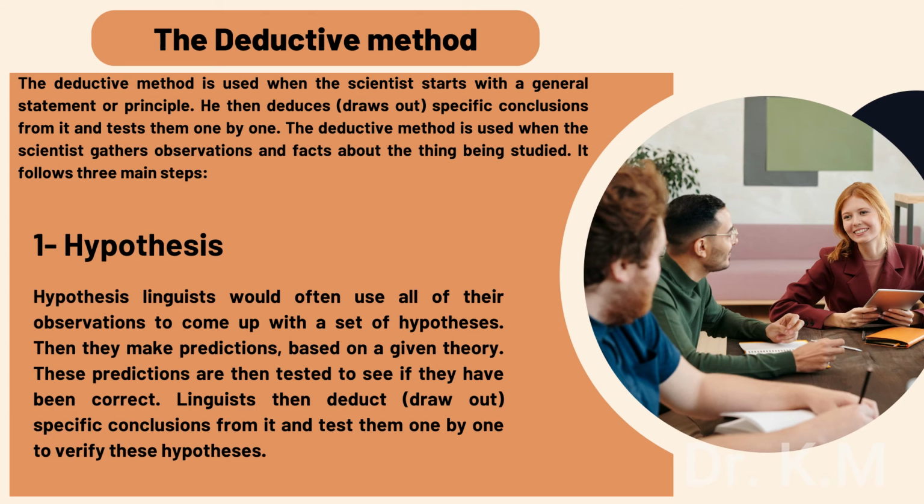The deductive method. The deductive method is used when the scientist starts with a general statement or principle. He then deduces, draws out, specific conclusions from it and tests them one by one.